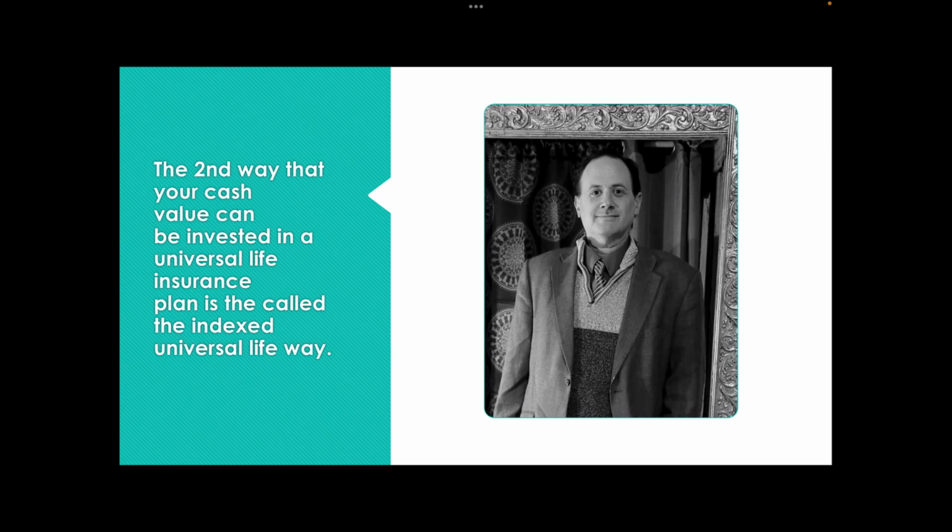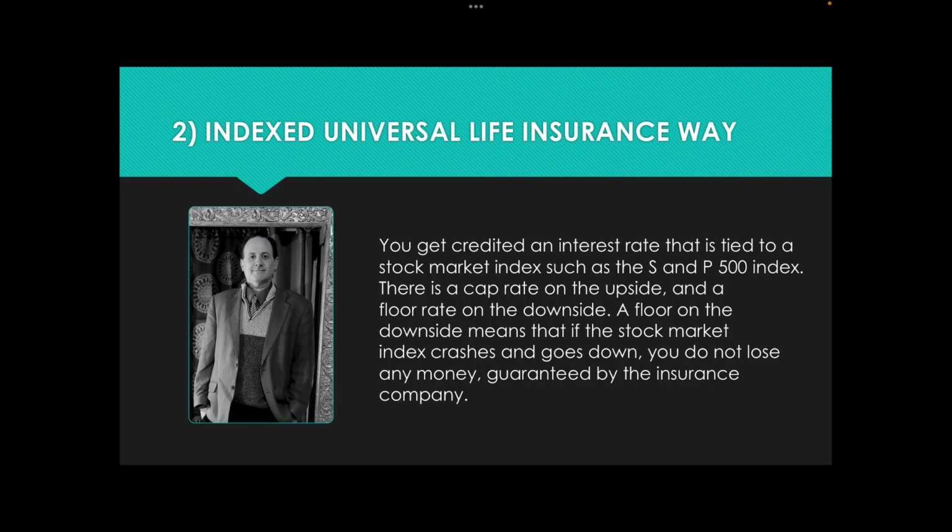The second way that your cash value can be invested in a universal life insurance plan is called the Indexed Universal Life Way. You get credited an interest rate that is tied to a stock market index such as the S&P 500 index. There is a cap rate on the upside and a floor rate on the downside. The floor on the downside means that if the stock market index crashes and goes down, you do not lose any money, guaranteed by the insurance company.